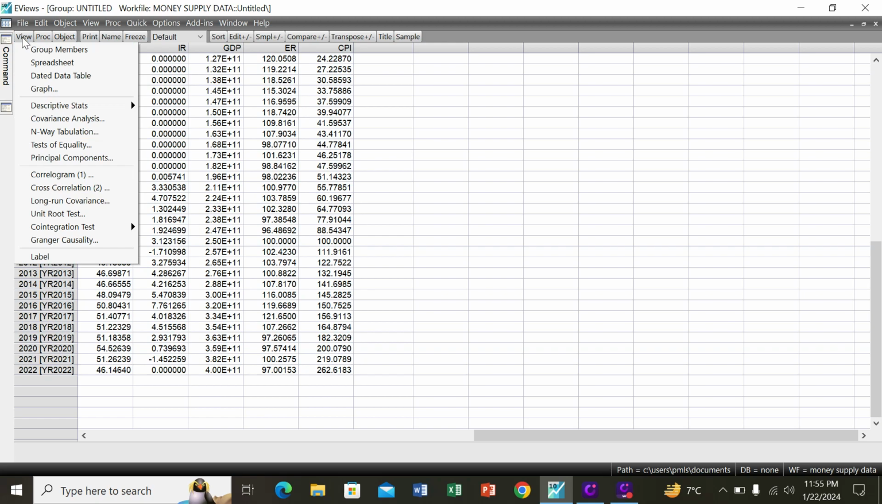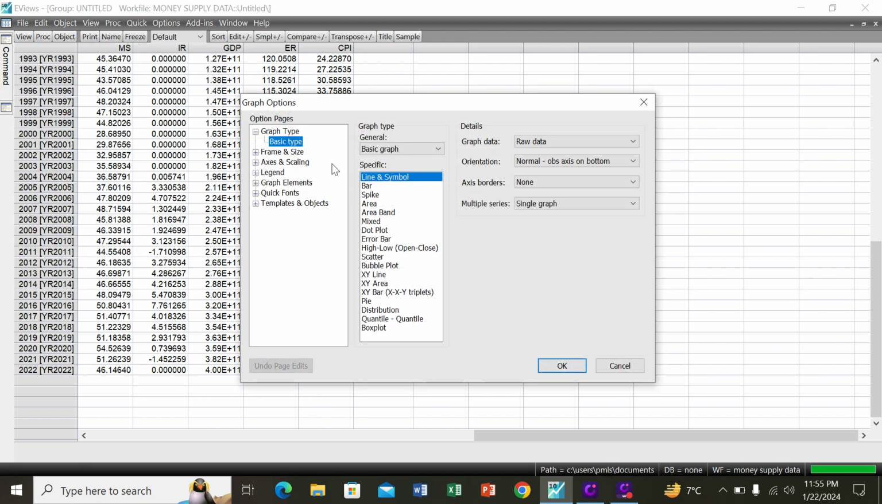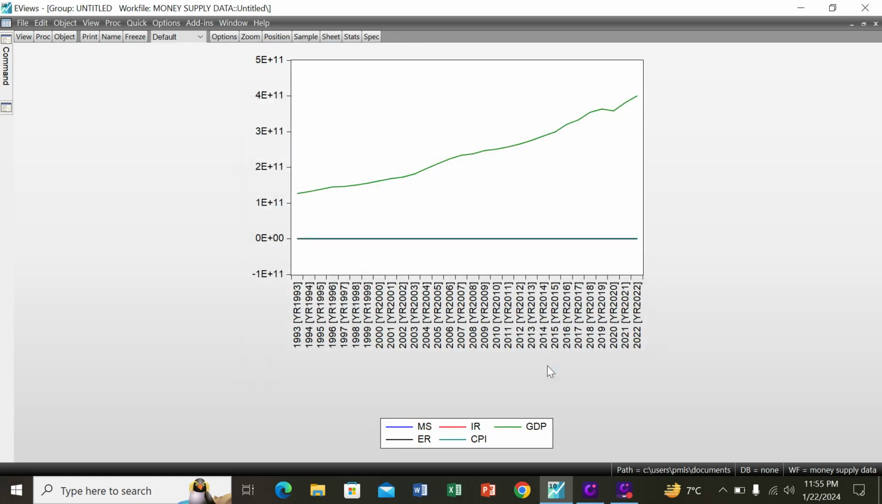So I want to check the graph. In order to check the graph, first go to View and then Graph, click on Graph. There are many types of graph: bar, line, symbol, spike, and all of these types you can check, but the most commonly used is the line and symbol graph. So line and symbol graph, click OK.